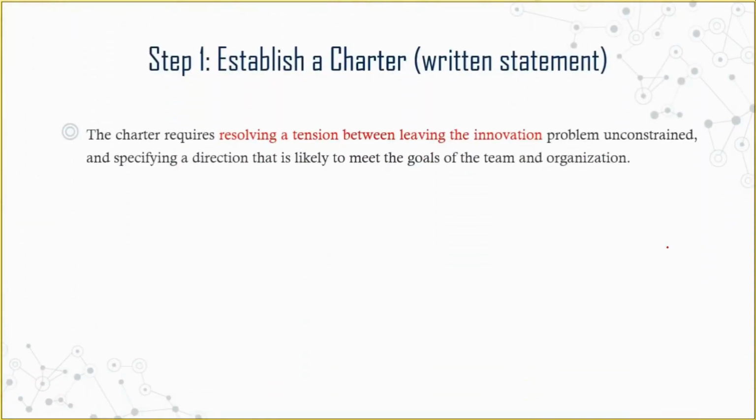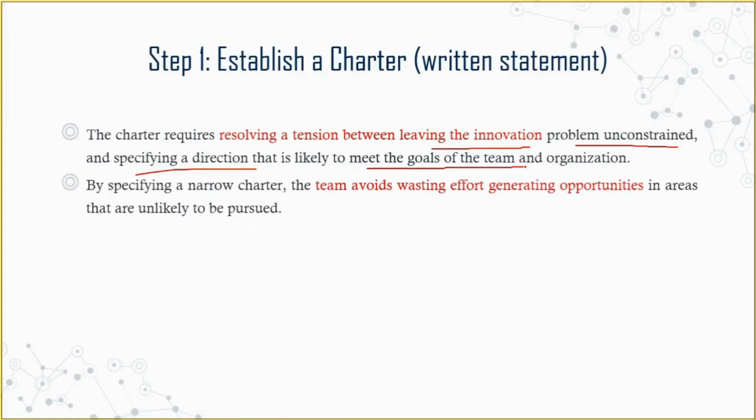So basically, by giving a charter or written statement, we are trying to resolve a tension between leaving the innovation problem unconstrained and specifying a direction that is likely to meet the goals of the team and organization. Suppose my company wants to develop a new water bottle. I'll clearly give a written statement that we have to think about water bottle development. Now my team is clear, I am clear, and we'll start to work in this particular direction. We don't have to think about other obligations.